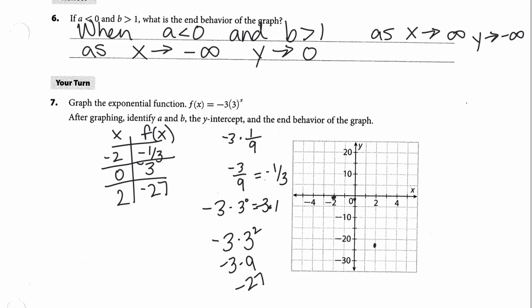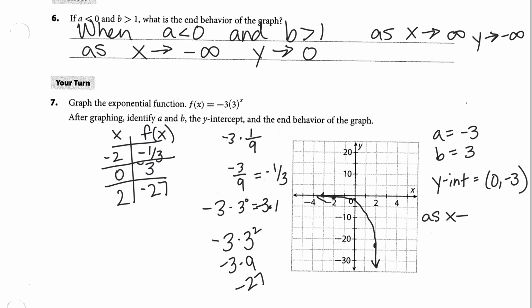And this is going to create another curve. Now we need to identify A, which is -3. B is 3. The y-intercept is at (0, -3). And the end behavior, as x goes to infinity, as we move to the right, y goes down. And as we move to the left, y approaches 0.